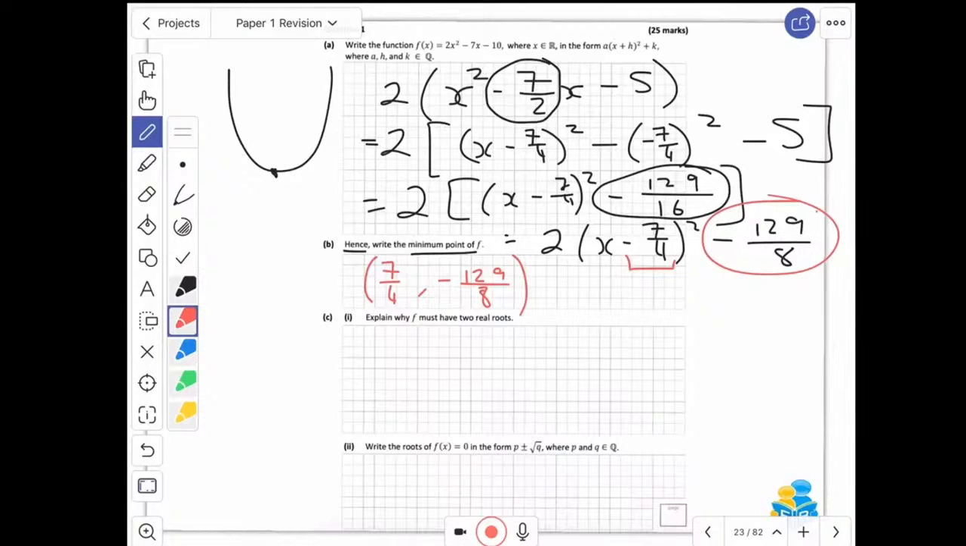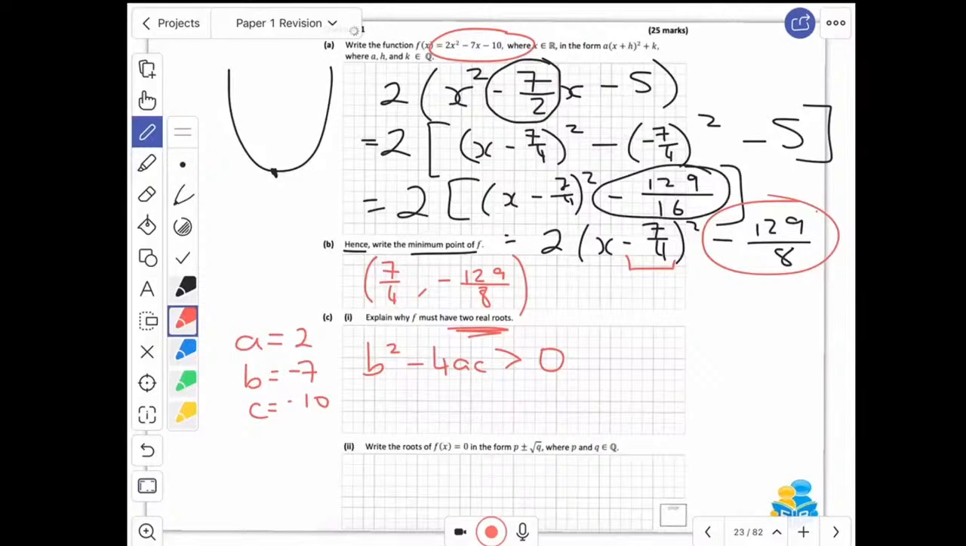So this is where you need to remember your discriminant. You need to say b squared minus 4ac. If it has 2 real roots, it should be greater than 0. So you can come back up here, you can say a is 2, b is minus 7, and c is minus 10. And I'm not going to do it now, but when you sub that in, you're going to get an answer that's bigger than 0. So therefore, it has 2 real roots.